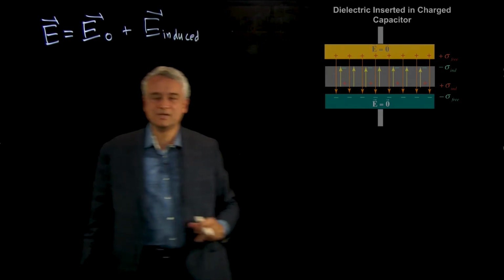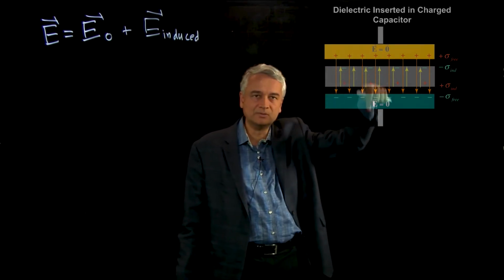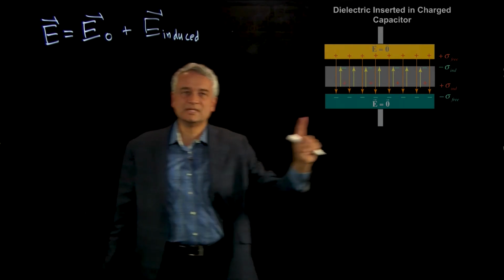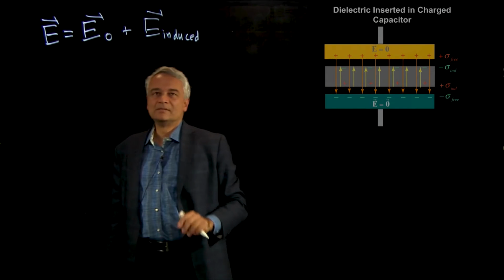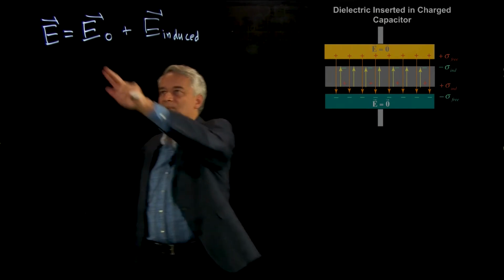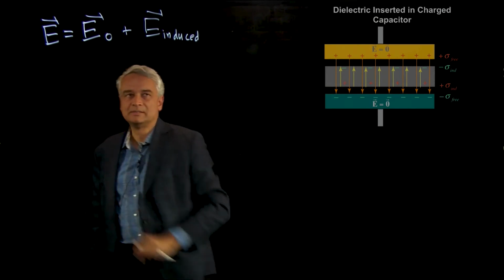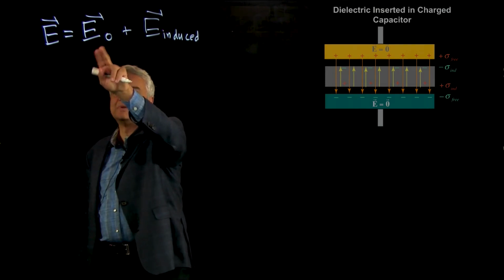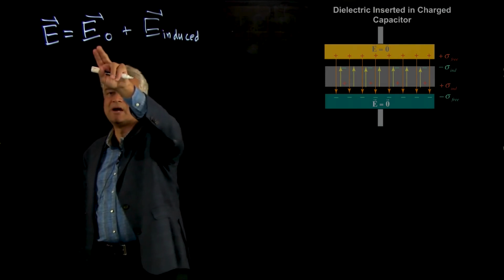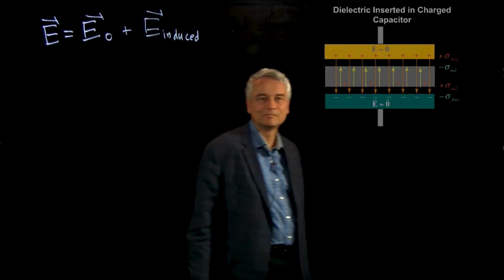So E naught is the orange arrows. They point down. E induced is the yellow arrows. They point up. And the strength of E induced is actually proportional to E naught. So the result is that the magnitude of E is less than the magnitude of E naught because E induced is pointing in the opposite direction to E naught.